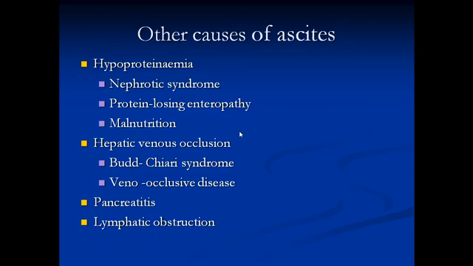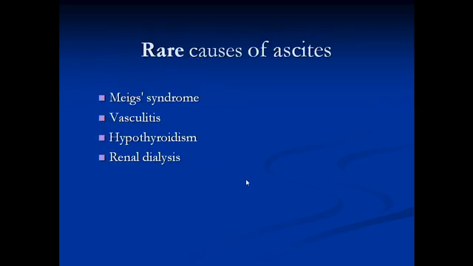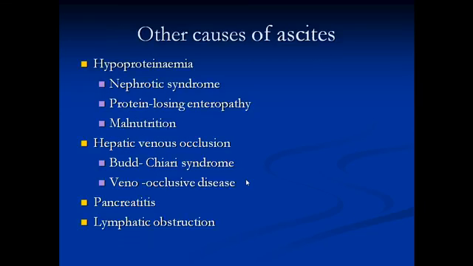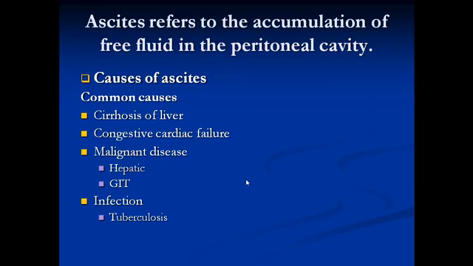Other causes of ascites are hypoproteinemia, nephrotic syndrome, protein losing enteropathy, malnutrition, hepatic venous occlusion, Budd-Chiari syndrome, veno-occlusive disease, pancreatitis, and lymphatic obstruction. Some rare causes of ascites: Meigs syndrome, vasculitis, hypothyroidism, and renal disease. So we have to know the causes of this ascites. When the examiner asks you, just boldly answer with these 3 or 4 causes.